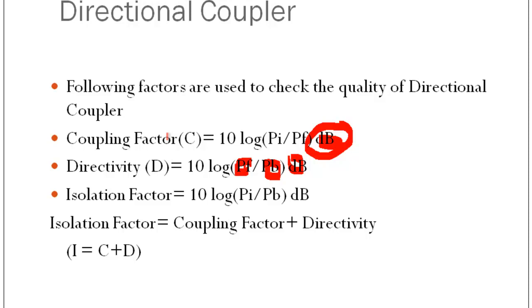That is defined as the coupling factor, while the directivity is a measure of how well the directional coupler distinguishes between the forward and reverse traveling powers. That means this parameter differentiates the efficiency of the directional coupler, how it distinguishes between the forward power and back power, right? So we can say these two are very important parameters.